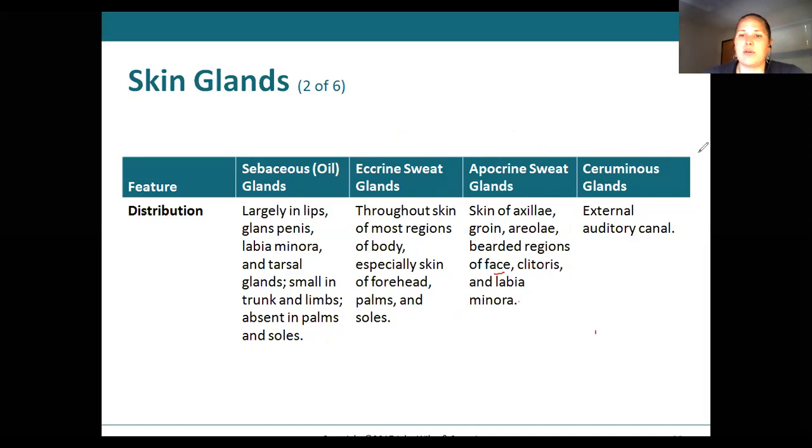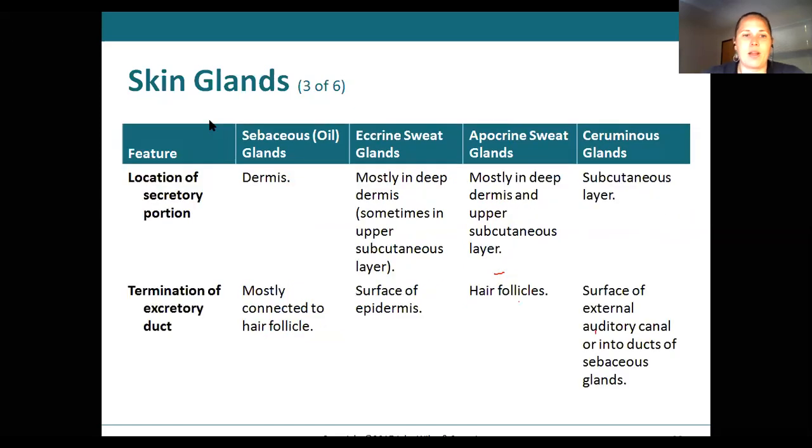And the ceruminous glands are going to be present in the external auditory canal. Again, we talked about how they're important in producing things like earwax. Okay, so in terms of the location of the secretory portion, the sebaceous glands are in the dermis. The eccrine are mostly deep in the dermis. Apocrine are deep in the dermis. And then ceruminous are going to be in the subcutaneous layer, so far, far deeper than some of those other types of glands.